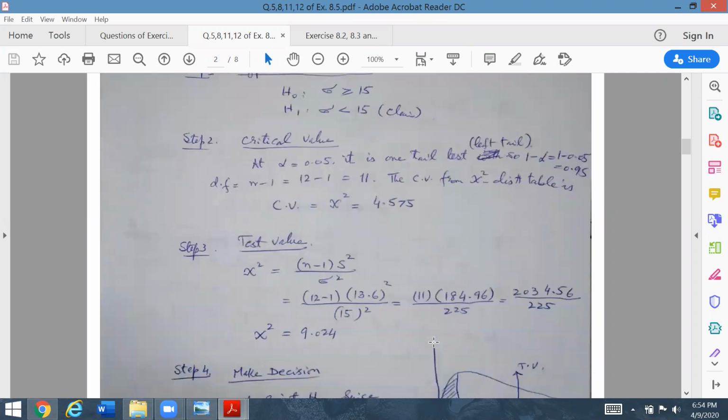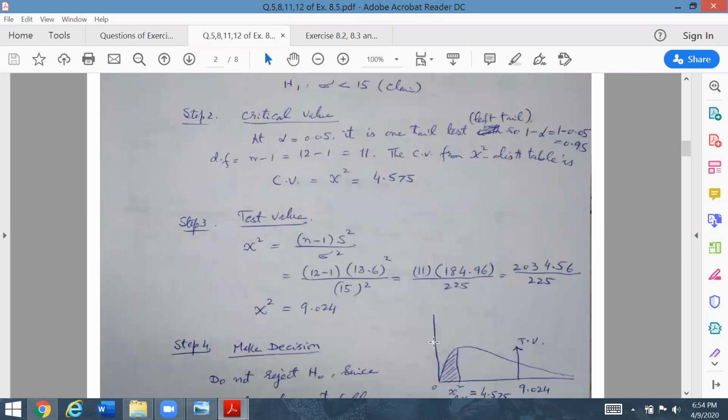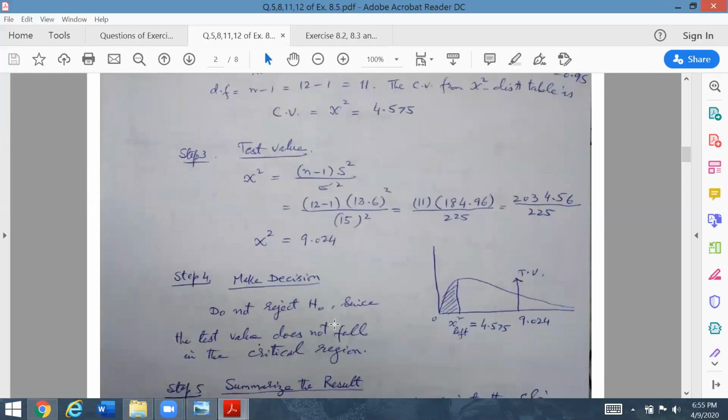Now for the test value, the formula is a little different. Look, the test value is chi square equals n minus 1 times s square over sigma square. This is the formula, you must remember it. n is 12, so 12 minus 1, s square, the sample standard deviation squared, and sigma, the population standard deviation 15, squared. After putting in all these values, squaring, multiplying and then dividing, you get chi square 9.025. This is easy. You should know how to do the calculations.